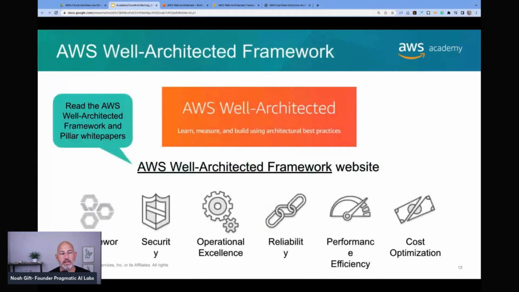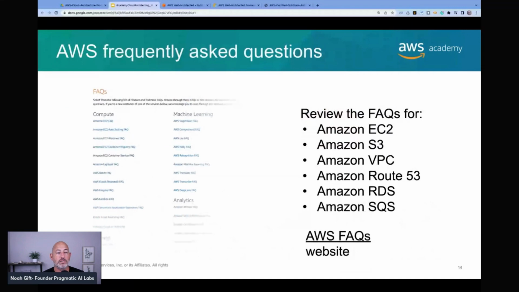Okay, let's move on here. So AWS Well Architected Framework. Make sure you read the white paper and pillar white papers. They're really giving you a hint here that these are important for the exam. Also, this is less talked about, but there's AWS frequently asked questions. You could go to the FAQs and review the FAQs for Amazon EC2, Amazon S3, Amazon VPC, Amazon Route 53, Amazon RDS, and Amazon SQS. So I would absolutely do that.